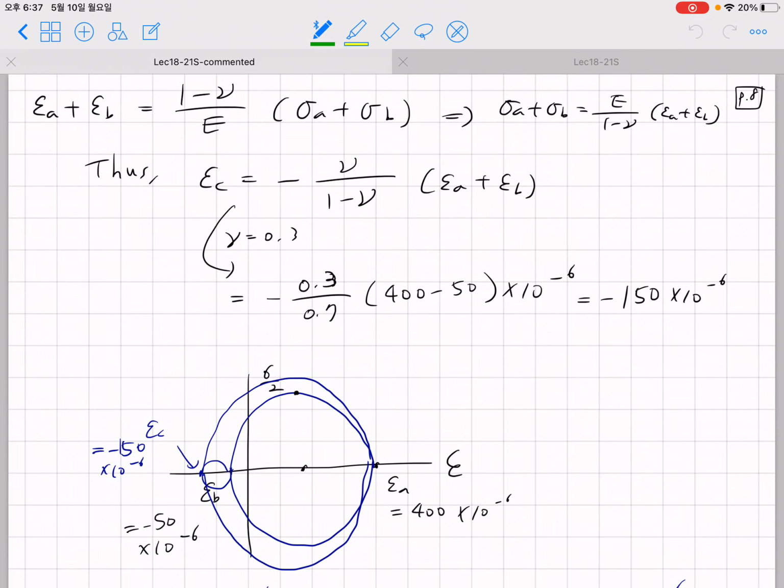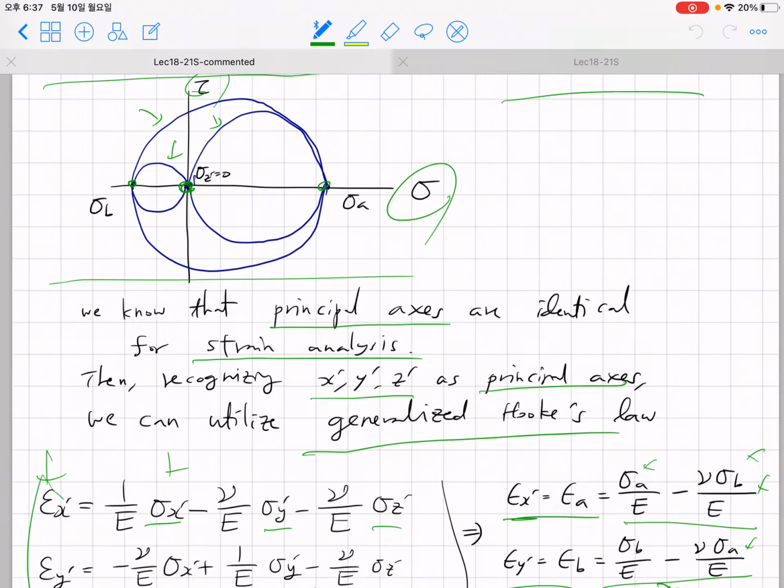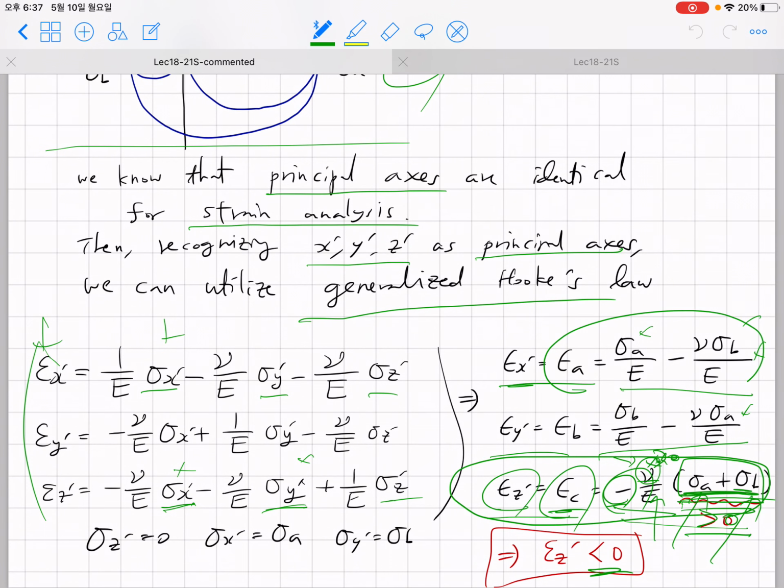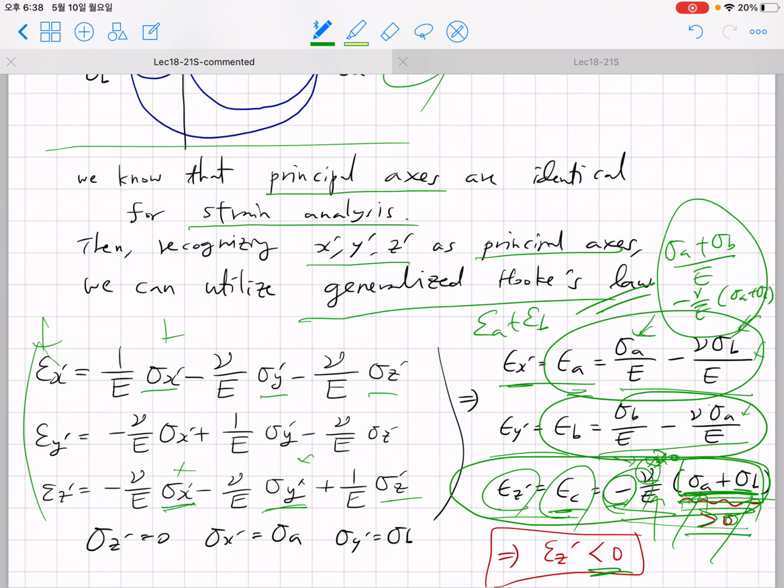So what you can realize from the previous page, page 6, is that if you add the first equation and the second equation, the left hand side becomes epsilon A plus epsilon B. The right hand side becomes an equation including sigma A and sigma B and nu and E. But if you sum up the right hand side, you can massage it and take out sigma A plus sigma B, and you get 1 minus nu over E. So that will be the right hand side of equation 1 plus equation 2.